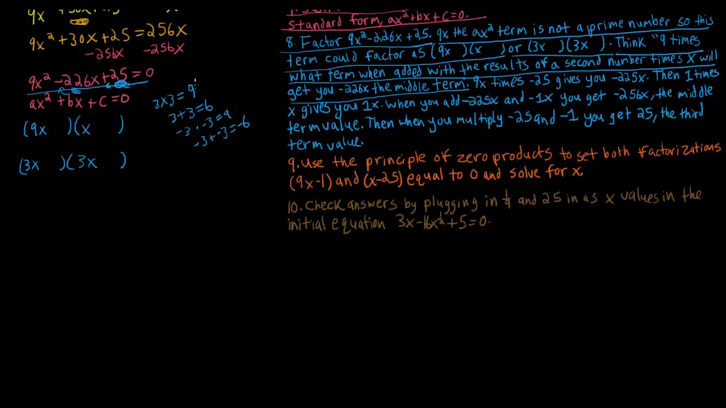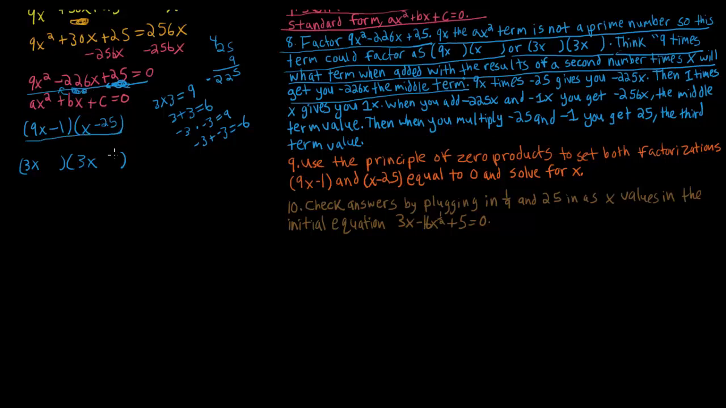So I know these numbers have to be negative. The only thing I can think of is negative 25 and negative 1, because negative 1 times negative 25 is positive 25, our last term. Then 9 times 25 is 225, so negative 225, plus a negative 1 times x, which is negative 1x, would give us negative 226x, our middle term. So we know this is going to be the factorization.